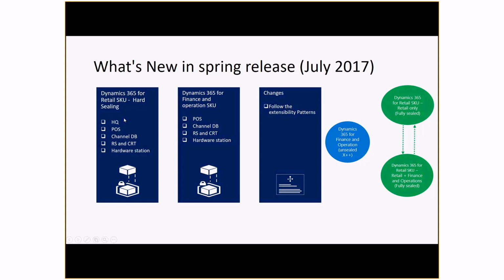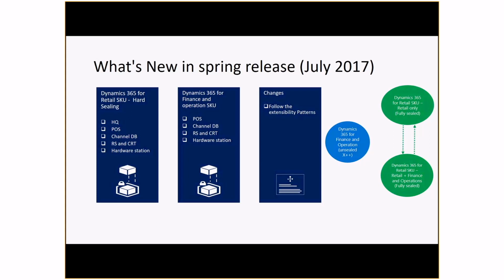By HQ, I mean where you do the Enterprise Edition side of changes: the retail headquarters, or the finance, SCM, or supply chain, the entire suite will be sealed. So you will be allowed to do extension only using the extension pattern. No overlaying is supported if you go with the Retail SKU. Within the Retail SKU we also have two options: either you can go with the retail-only module or you can choose retail plus operations.